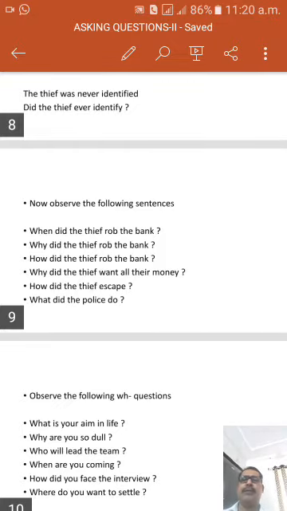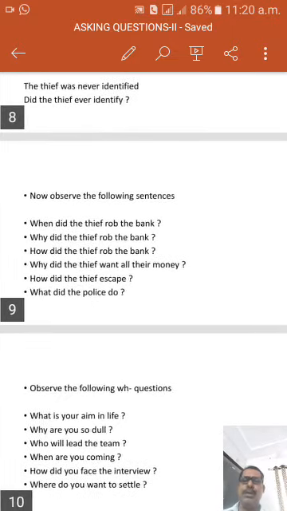Why did the thief rob the bank? How did the thief rob the bank? Why did the thief want all their money? How did the thief escape? What did the police do?